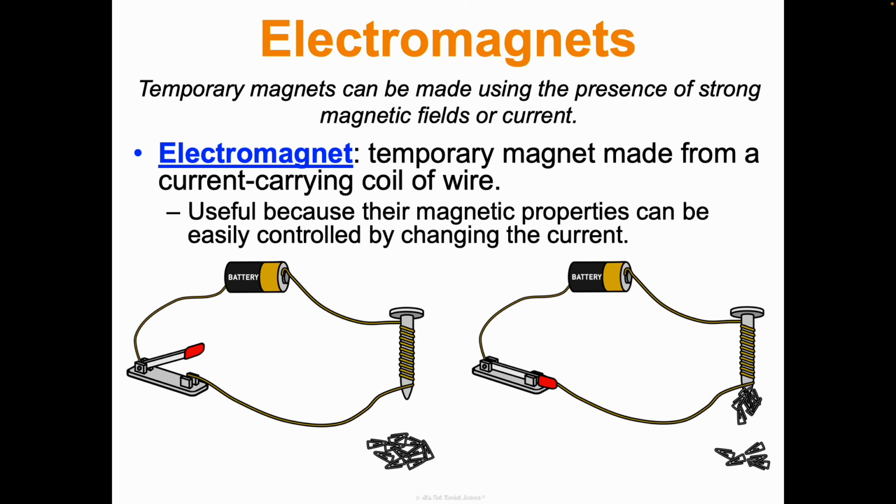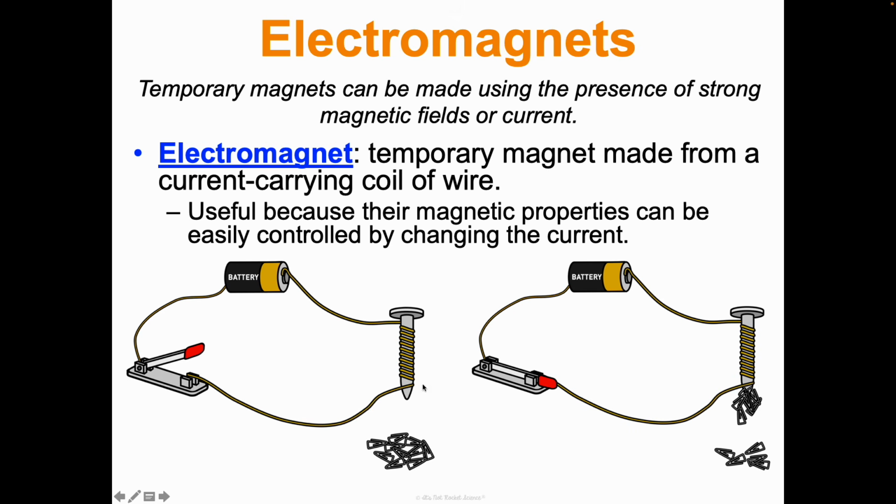And this is useful because electromagnets' magnetic properties can be easily controlled by changing the current. Because remember we said, the stronger the current, the stronger the magnetic field. If we take away the current, then we take away the magnetic properties in an electromagnet. So it's a really useful tool.